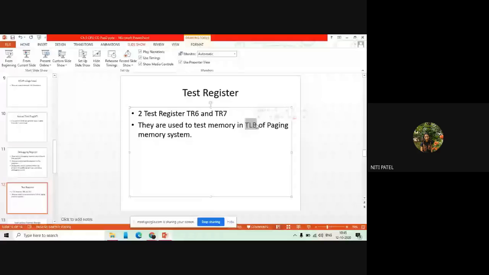So what is this TLB? That is what the translation lookaside buffer is. That means I'm looking at the addresses, and then only I'm retrieving that much data. So it is used to test the TLB. Testing the TLB means testing the translation lookaside buffer and only bringing that memory or data which is required for the execution. And where are the details of all this testing stored? It is stored in either TR6 or TR7, which are nothing but the test registers of 80386. Is this clear?